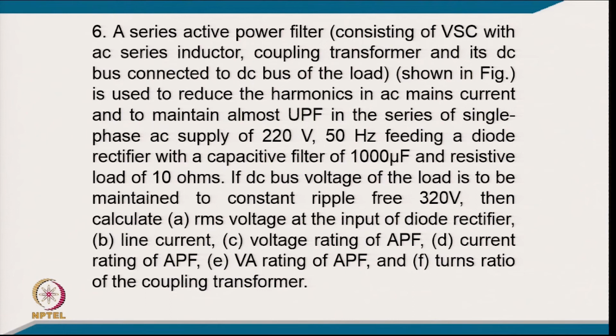Coming to the sixth numerical example, a series active power filter consisting of a voltage source converter with AC series inductor and coupling transformer, with its DC bus connected to the DC bus of the load shown in the figure, is used to reduce the harmonics in the AC mains current and to maintain almost unity power factor in the single phase AC supply of 220 volt 50 hertz, feeding a diode rectifier with a capacitive filter of 1000 microfarad and a resistive load of 10 ohm. If the DC bus voltage of the load is to be maintained constant, ripple free at 320 volt, then calculate the RMS voltage at the input of the diode rectifier, line current, voltage rating of the series active filter, current rating of the series active filter, VA rating of the series active filter, and turns ratio of the coupling transformer.